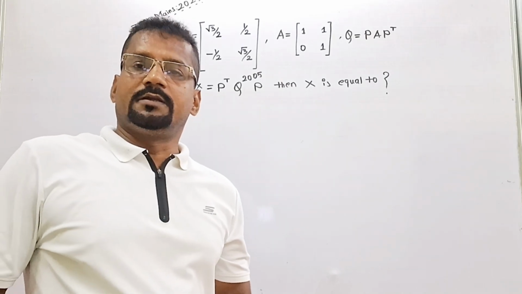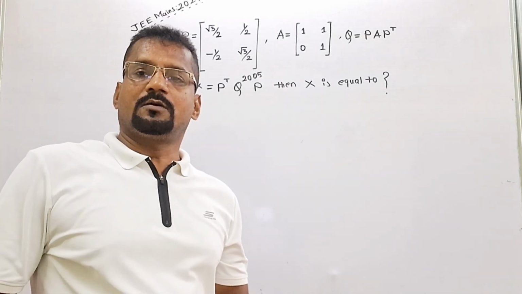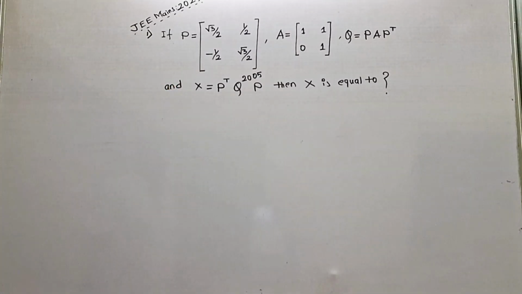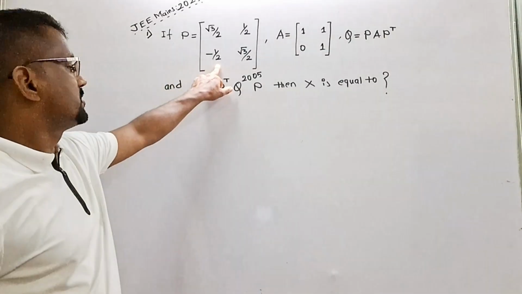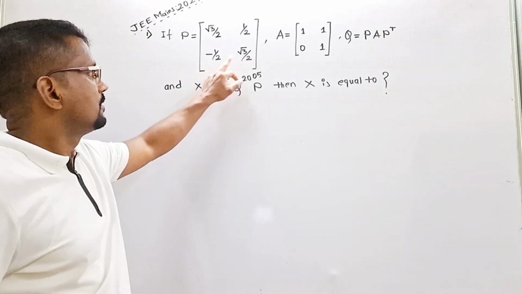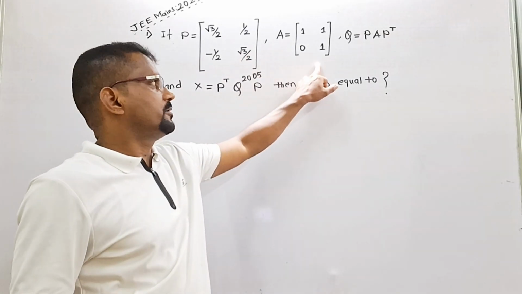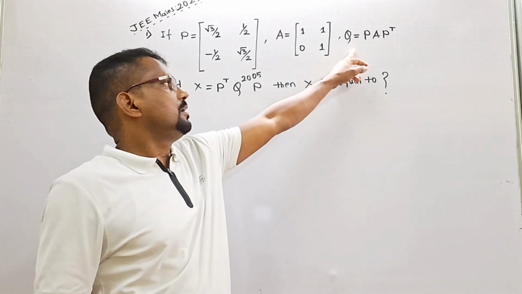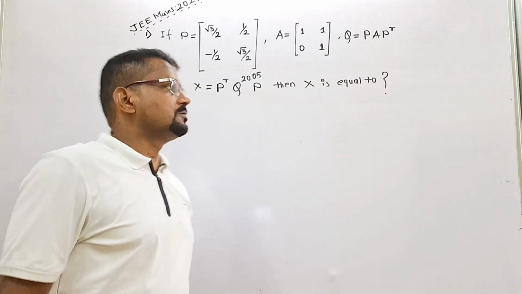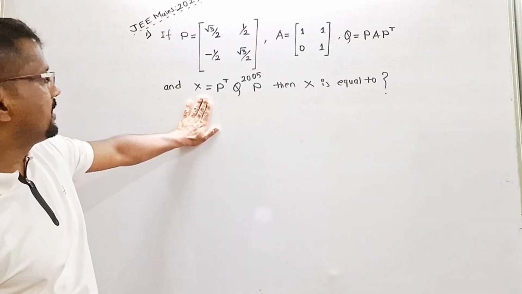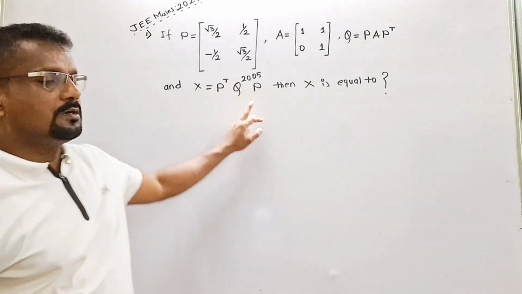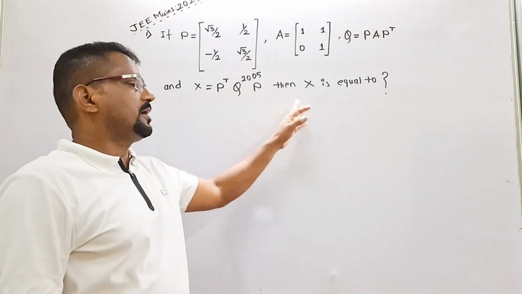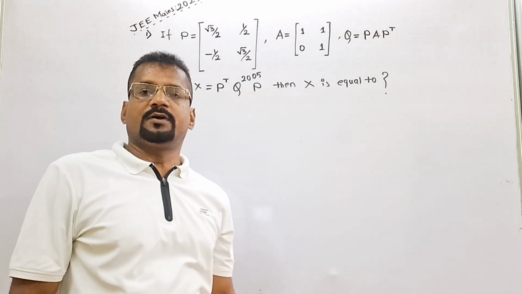It's a question of JEE Mains 2025, topic matrices, where a square matrix P of order 2 is given. A is a square matrix of order 2. Q is the product of three matrices P, A, and P transpose. And X is given as P transpose Q to the power 2025 into P. Then you are to find out the value of X.